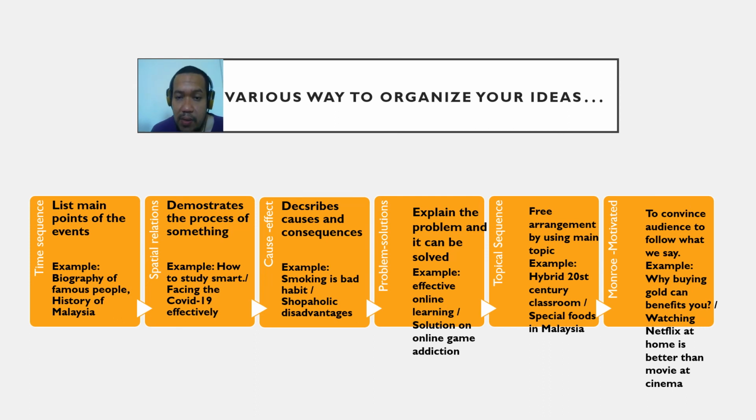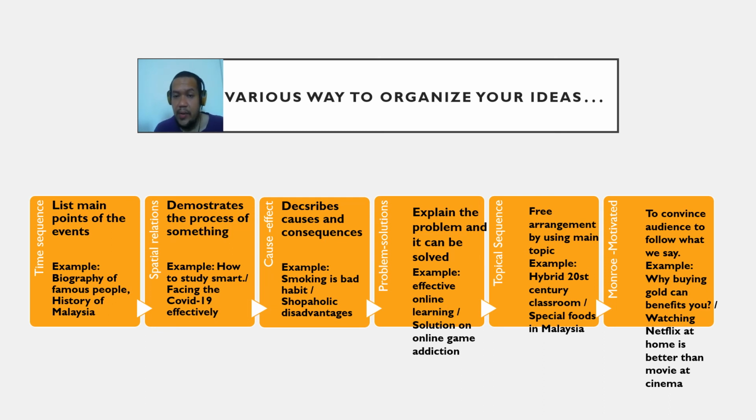The next one is problem solution, when you explain the problem and how it can be solved. For example, you want to give a speech about effective online learning, so in the first part you will tell about the problem of online learning and how teachers and students can solve it. So the speech becomes problem solution, or maybe a solution to online game addiction. Many people are addicted to playing online games, so what is the best solution to solve this problem?